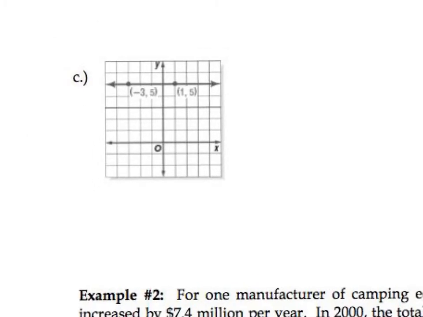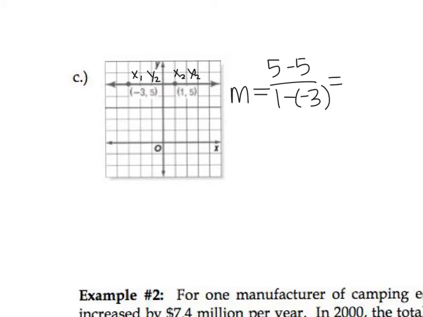For example C, we have the line with points -3, 5 and 1, 5 on it. So labeling our points x1, y1, x2, y2, the slope is found by doing 5 minus 5 over 1 minus -3. So 5 minus 5 is going to give us 0. 1 minus -3 is going to turn to 1 plus 3, which gives us 4. And 0 divided by 4 is 0, which means we have a slope of 0.